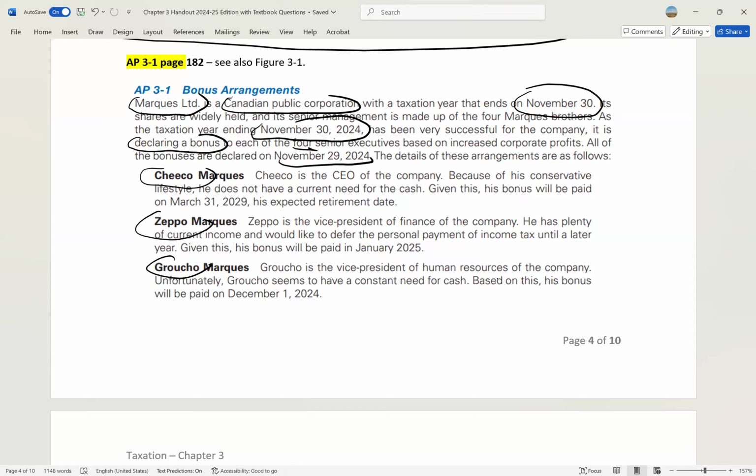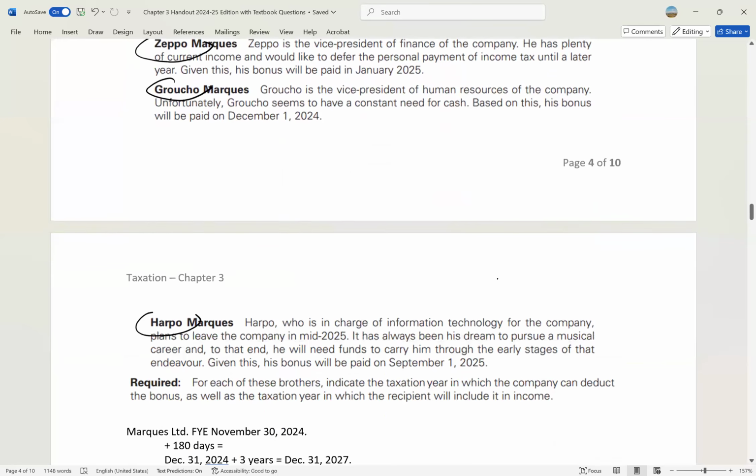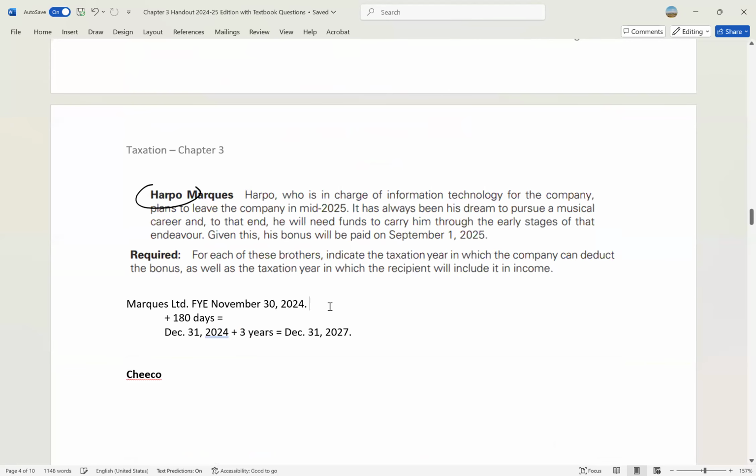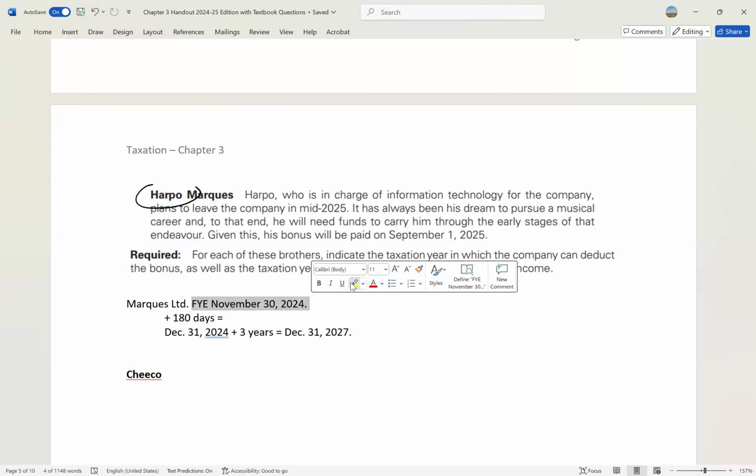Now, the key thing we have to look at is, when is the 179th day? Because remember, the bonus must be paid by the 179th day from the fiscal year end. So what I've done here is looked at their fiscal year end. Their fiscal year end is November 30th, 2024. Now, the 180th day is too late, so it has to be before the 180th day.